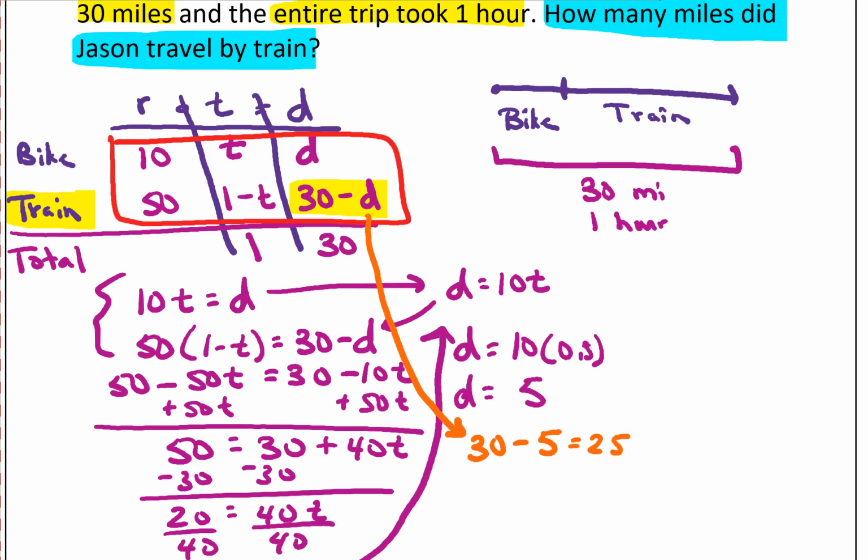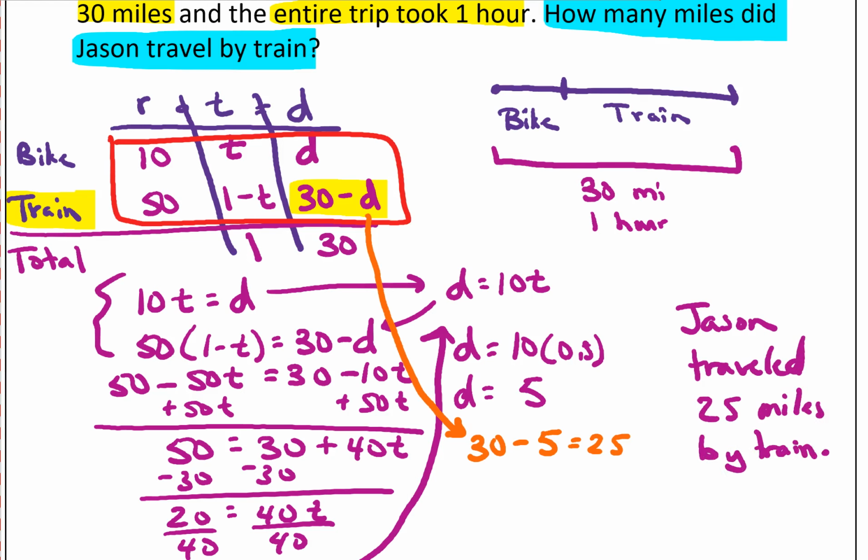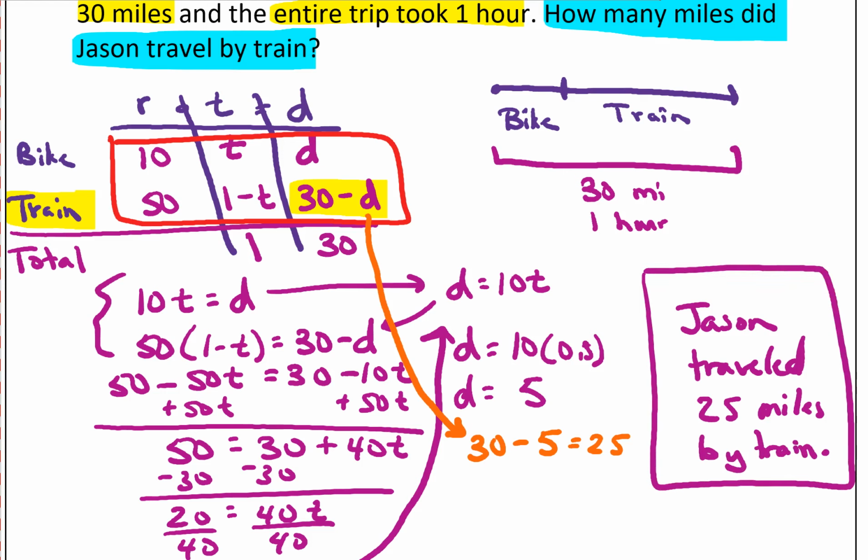So that's what we're going to write. Jason traveled 25 miles by train. So always go back and answer the final question, because sometimes the answers you get down here, your t and your d, are not what they're looking to get.